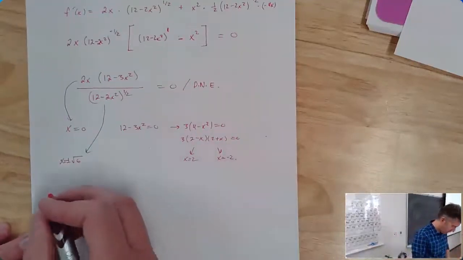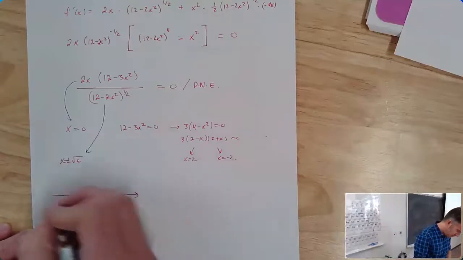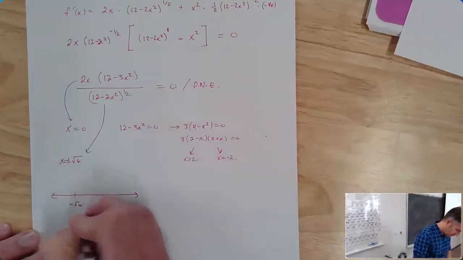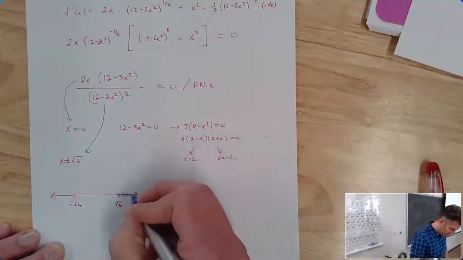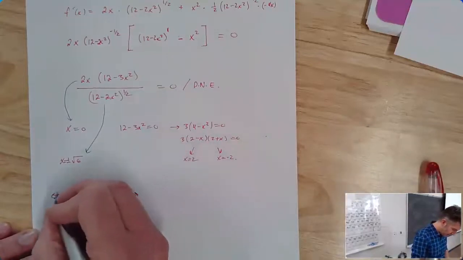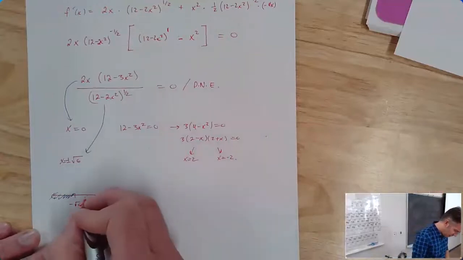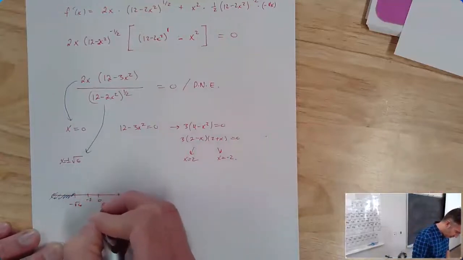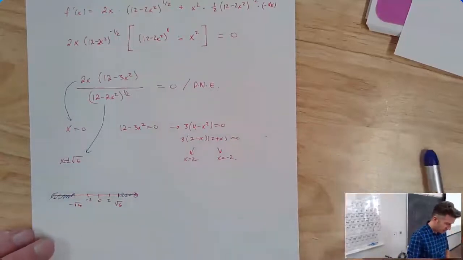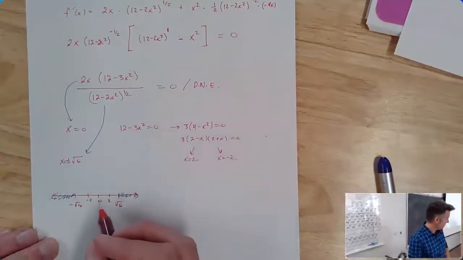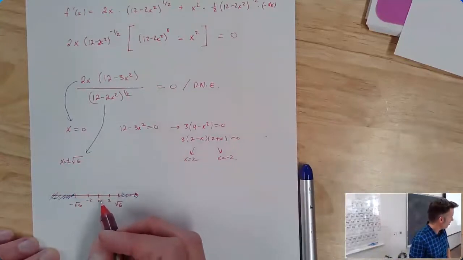So here's the number line I'm going to draw. I've got my negative root 6, my root 6. Really, nothing is happening out here, right? The function is totally undefined out here. I've also got my -2, 0, and 2. Might not have left myself enough room here. That's all right, though. So then what we're going to do is we're just going to test a point in each section. Now, it's kind of terrible.